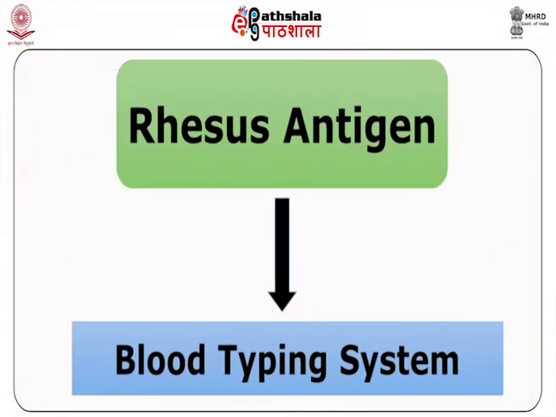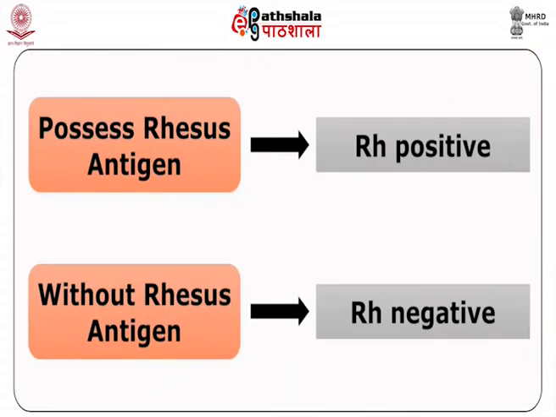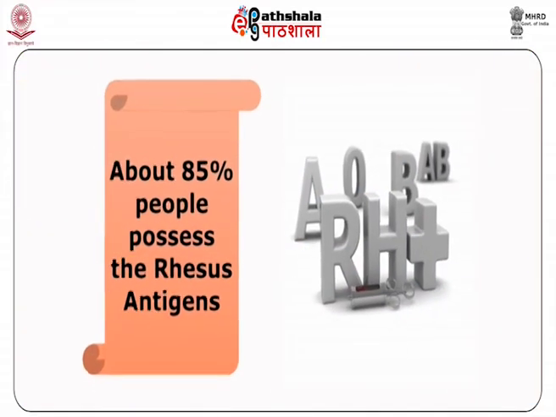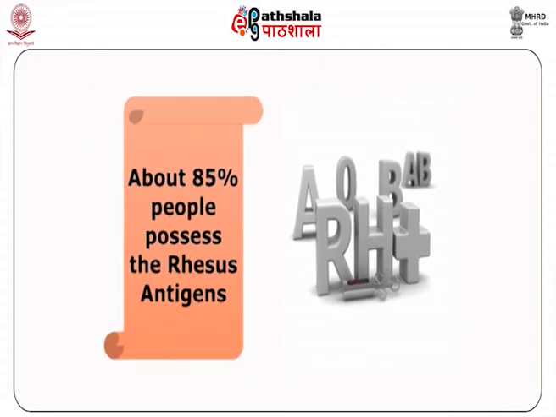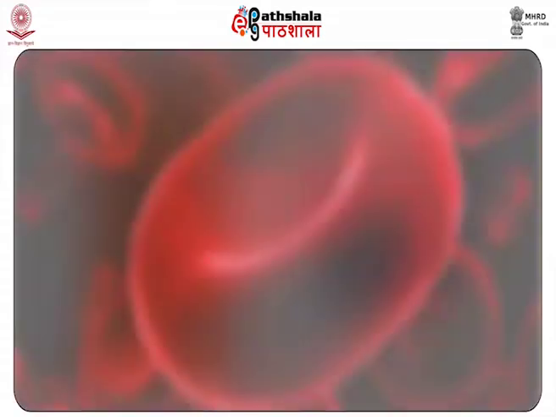Rhesus antigens are also commonly studied within the blood typing system. An individual whose cells do possess the rhesus antigens is known as being Rh positive. Likewise, those without the antigens are known as rhesus negative. Most people, about 85%, do possess the rhesus antigens.